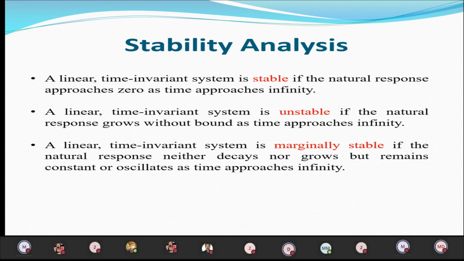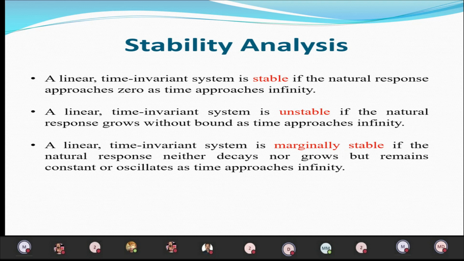Similarly, an unstable system is one where the natural response grows without bound as time approaches infinity. And a system is said to be marginally stable if the natural response neither decays nor grows but remains constant or oscillates as time approaches infinity. So these are the various types of stability analyzed in a system.